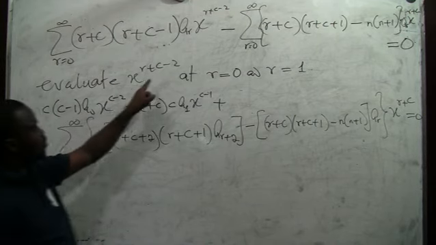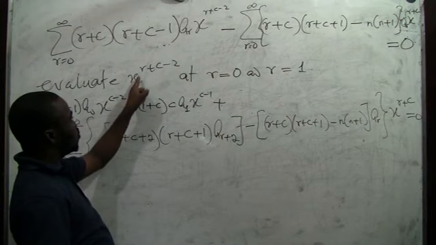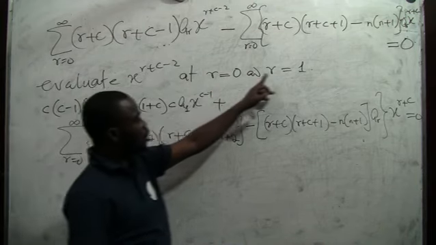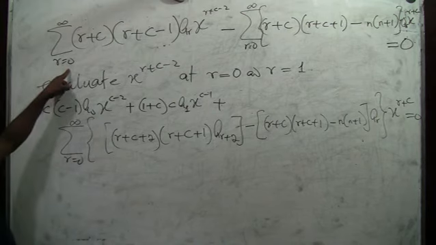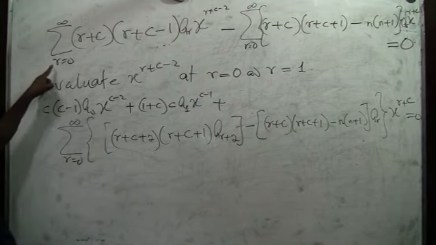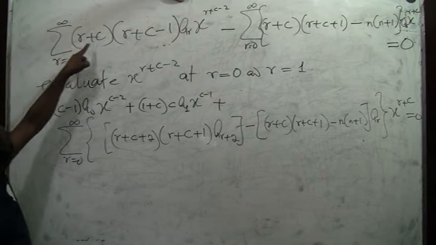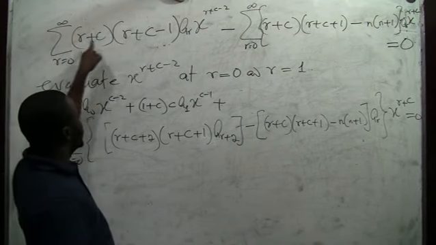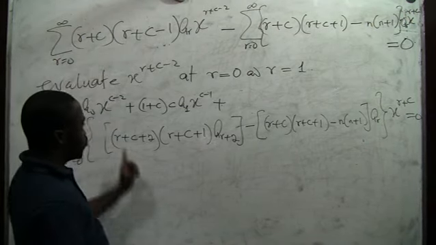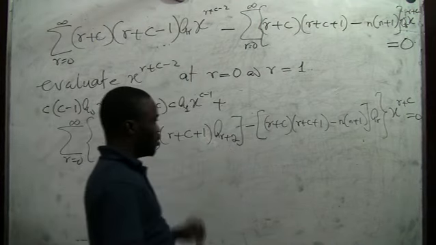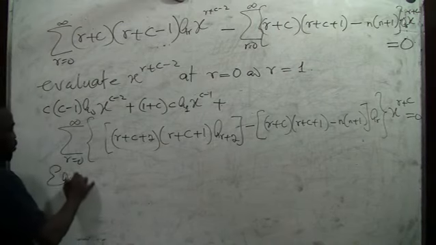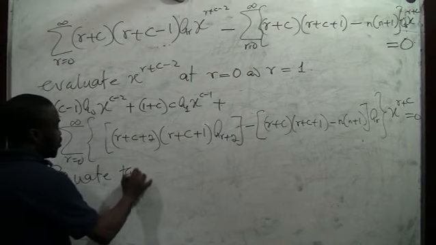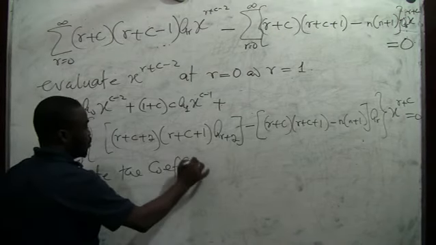After evaluating x raised to power r plus c minus 2 at 0 and 1, we obtain this. Then the counter is already at 2. In order to take this back to 0, at every point we see r, we replace r by r plus 2 to obtain the expression that I have here. So the next thing, we equate the coefficients.